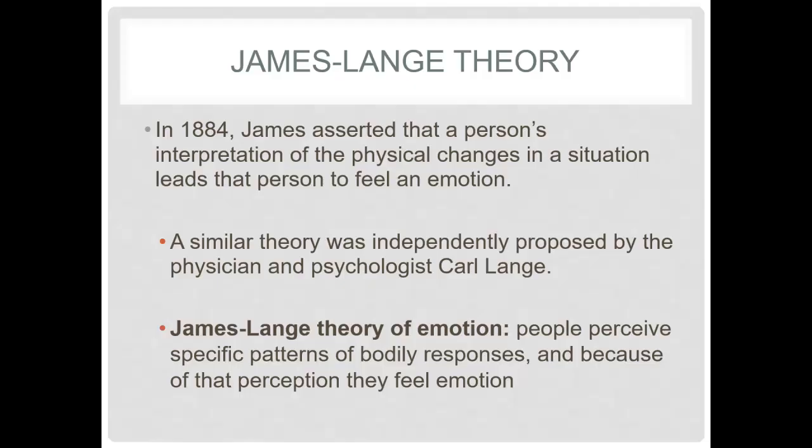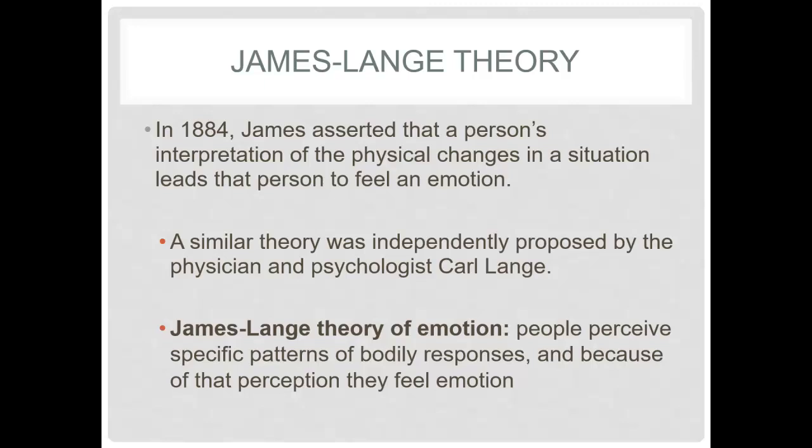In 1884, James asserted that a person's interpretation of the physical changes in a situation leads that person to feel an emotion. Now, a similar theory was independently proposed by a physician and psychologist named Carl Lange. And so this developed into the James-Lange theory of emotion. This theory maintains that people perceive specific patterns of bodily responses, and because of that perception, they feel emotion.